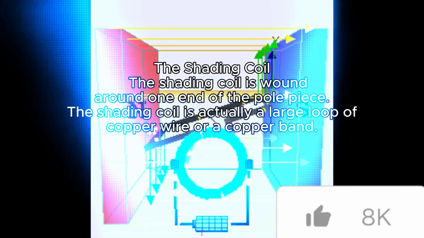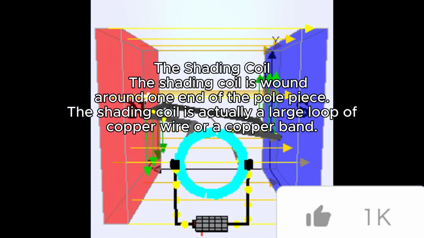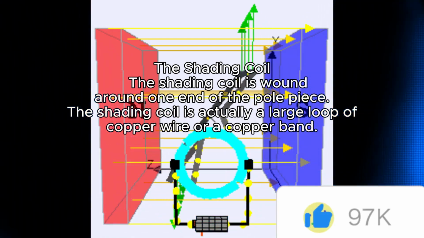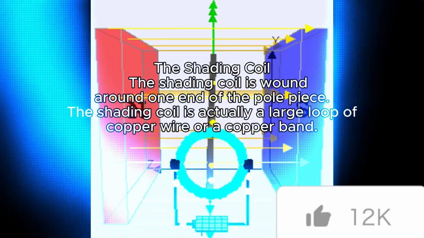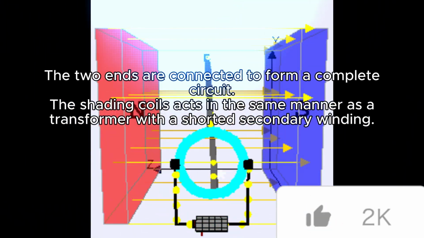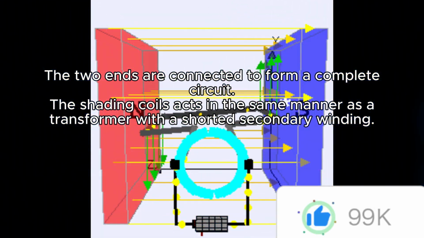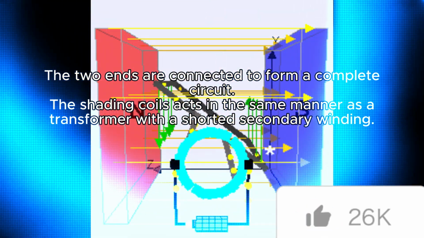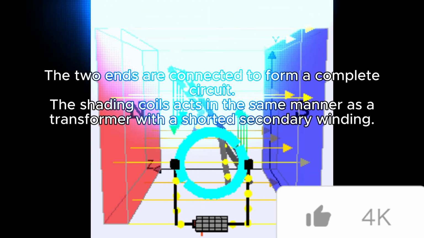The shading coil. The shading coil is wound around one end of the pole piece. The shading coil is actually a large loop of copper wire or a copper band. The two ends are connected to form a complete circuit. The shading coil acts in the same manner as a transformer with a shorted secondary winding.